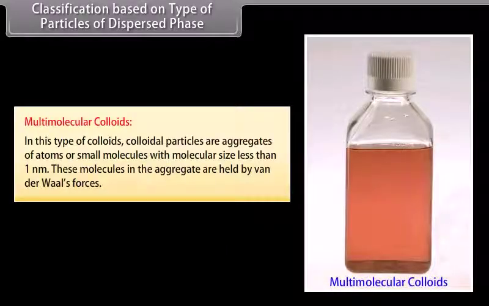Classification based on nature of particles. On the basis of nature of the particles of dispersed phase, colloids are divided into 3 categories. Multimolecular colloids. In this type of colloids, colloidal particles are aggregates of atoms or small molecules with molecular size less than 1 nanometer. These molecules in the aggregate are held by van der Waals forces. For example, a gold sol consists of particles of various sizes, which are clusters of several gold atoms.